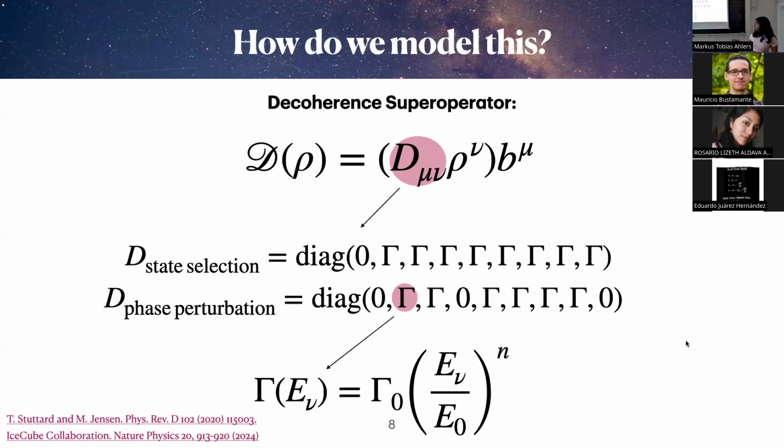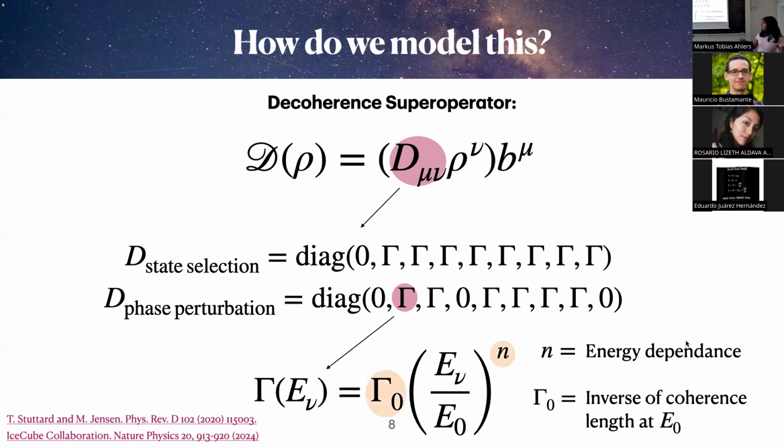And gamma here we take to have a power law energy dependence. And this leaves us with two free parameters in this analysis, which are n and gamma naught. So n represents the energy dependence of our model, and gamma naught represents the inverse of the length at our chosen reference energy E naught.